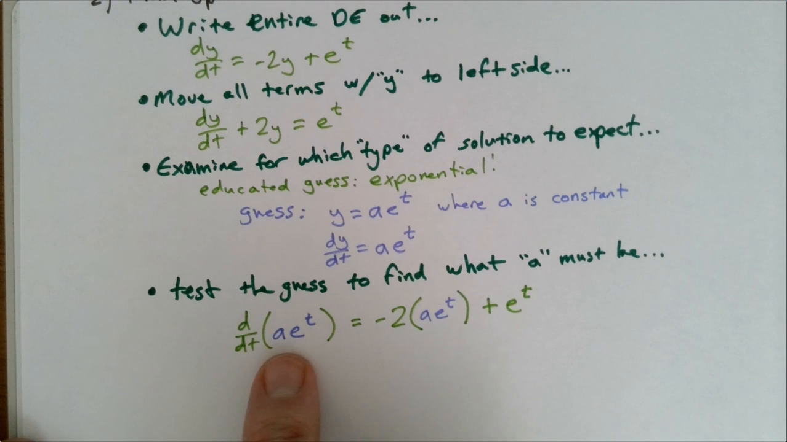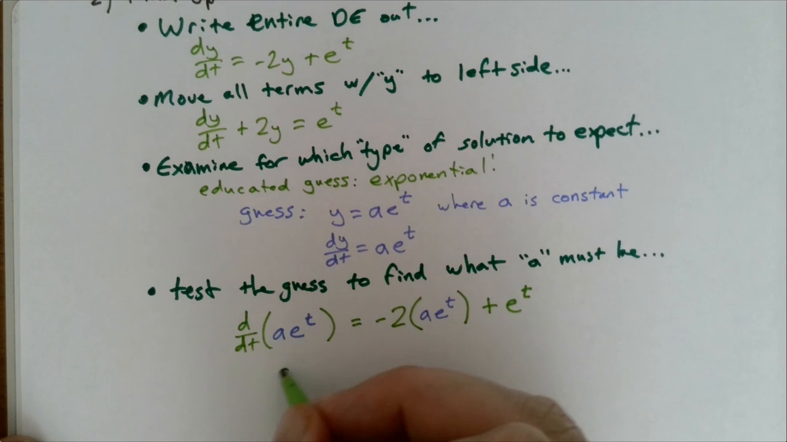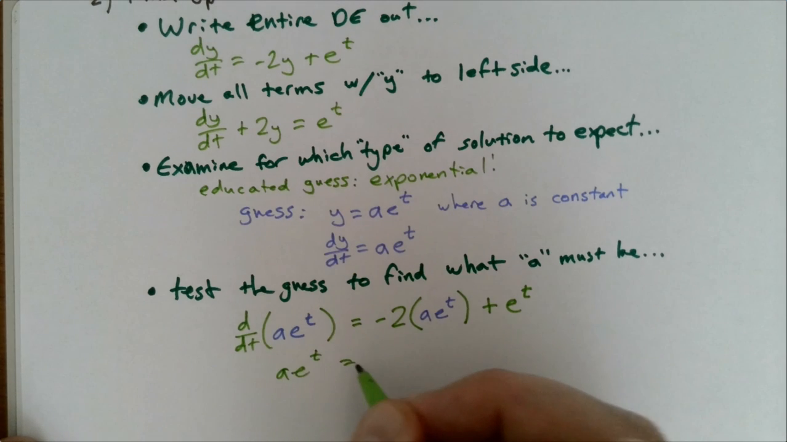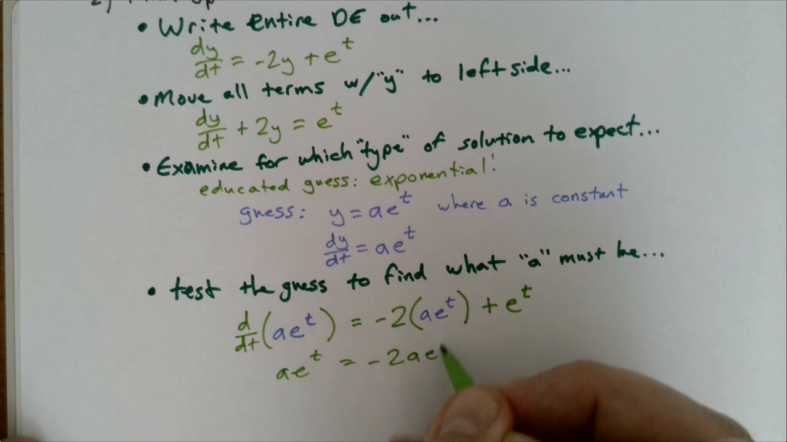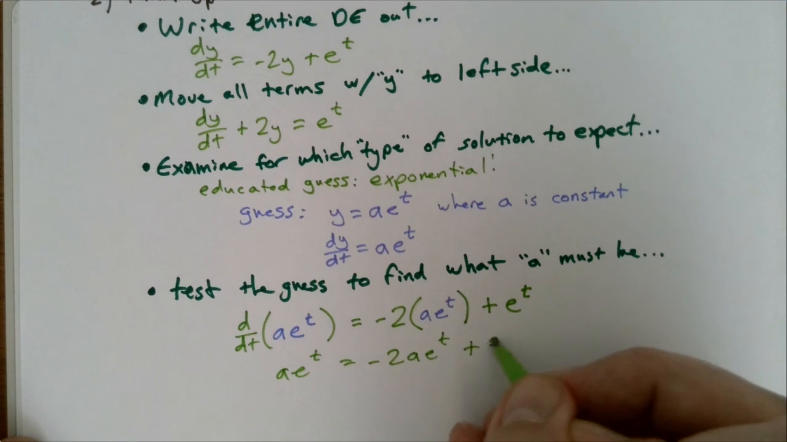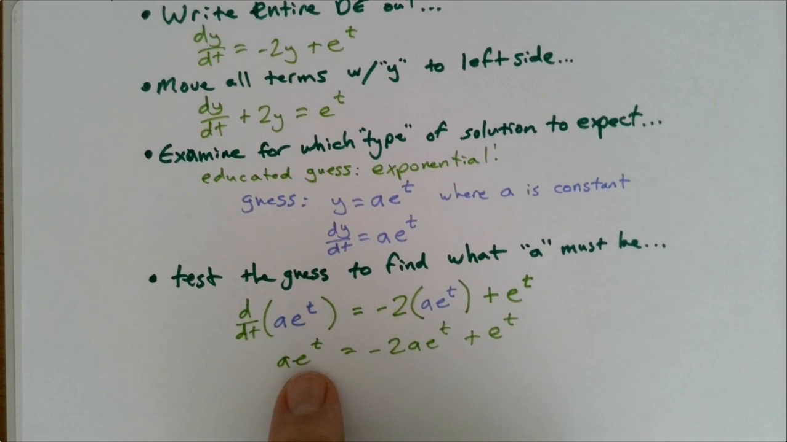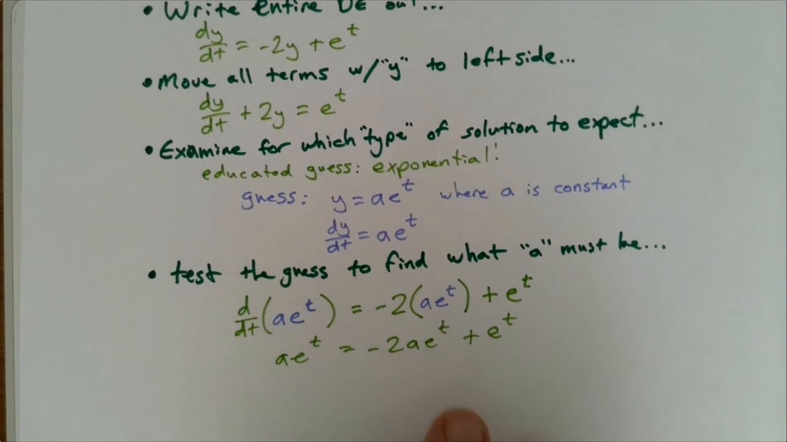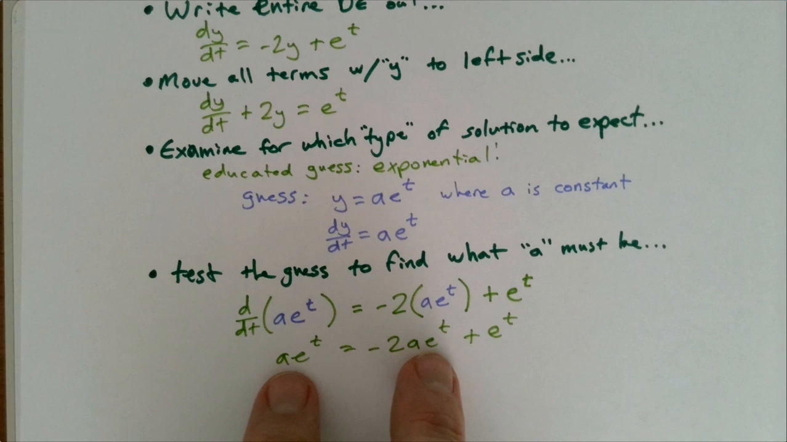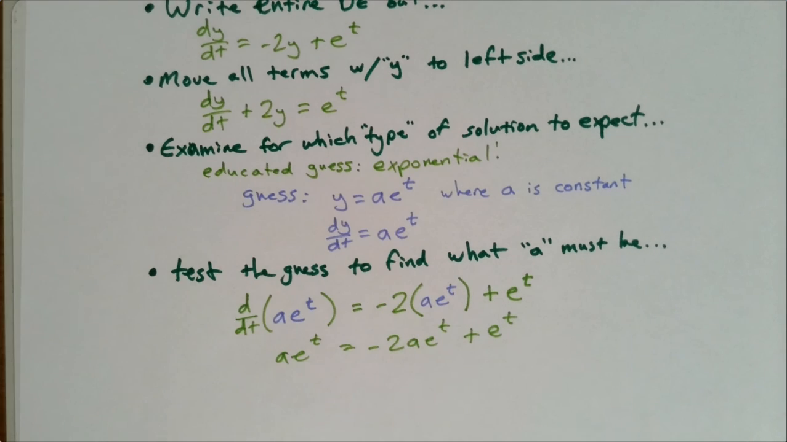So the derivative of this thing I know is just a e to the t. This over here is -2a e to the t, and plus e to the t over there. And you'll probably recognize each one of these terms has the same e to the t factor, right? So I'm going to move things around. I'm going to move the things with a to one side, and let's see what we get.